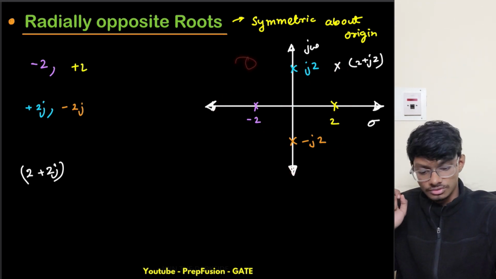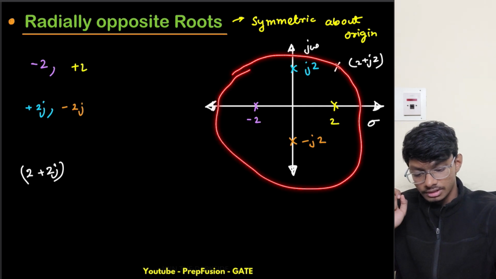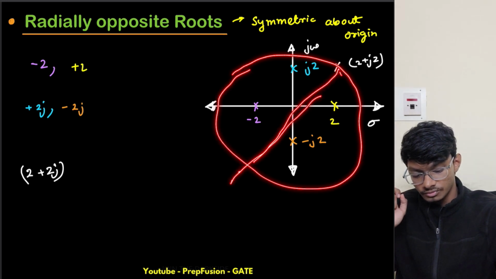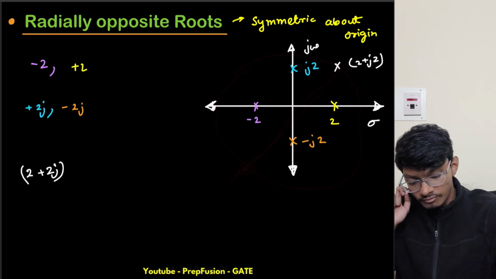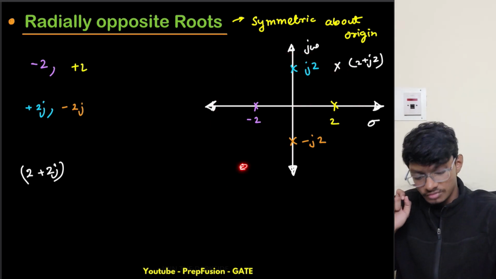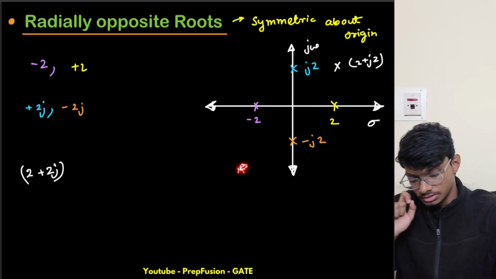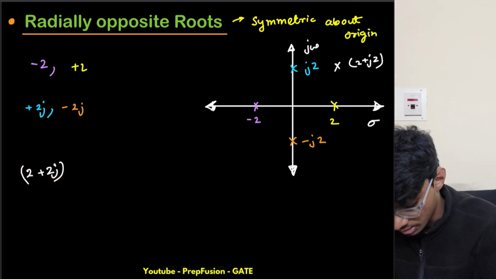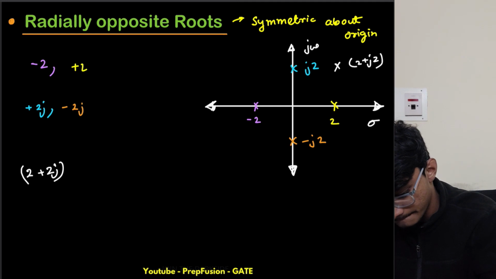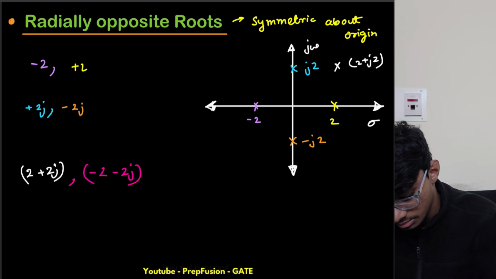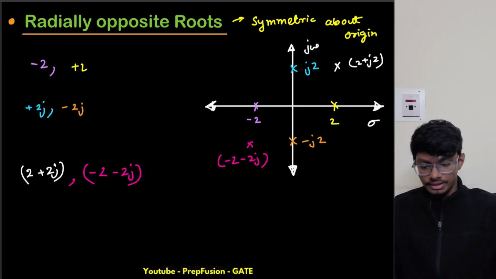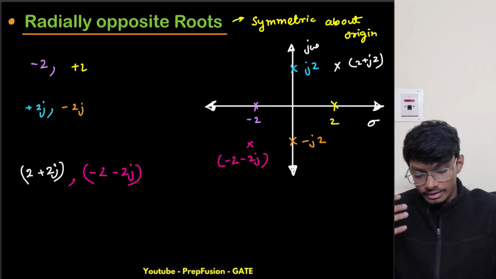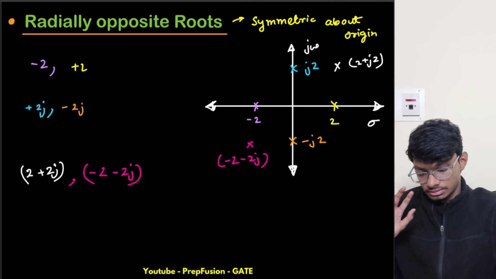Not here. It is not conjugate. If you complete the circle and complete the diameter through the origin, the other point will be here. And the location of this point is minus 2 minus 2j. So all of the signs will change. Okay, so this is the location of my point. I hope you got your answer, that this will be around here.